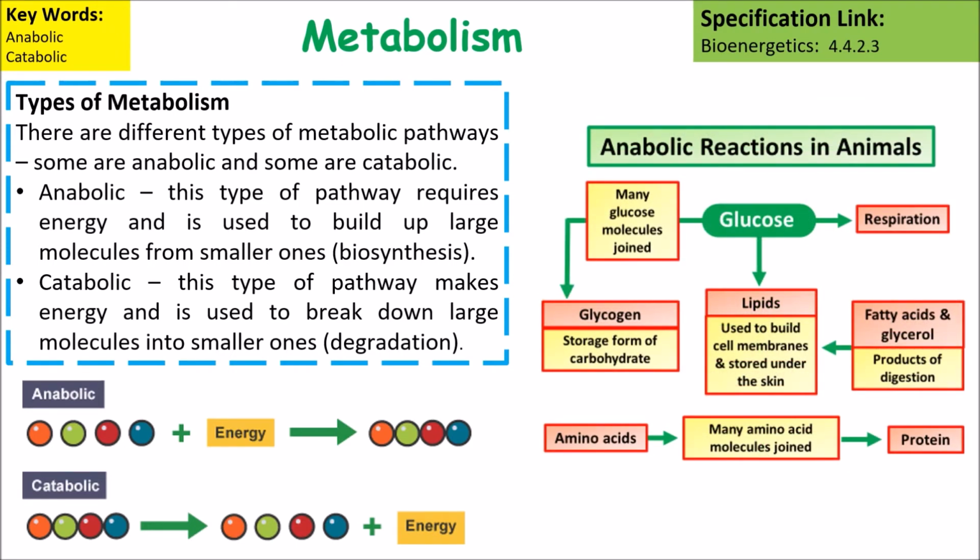We've got anabolic reactions within animals. This is where glucose is being used to build things. So we can have it building glycogen or lipids, or we can have many amino acids joining together to form proteins.